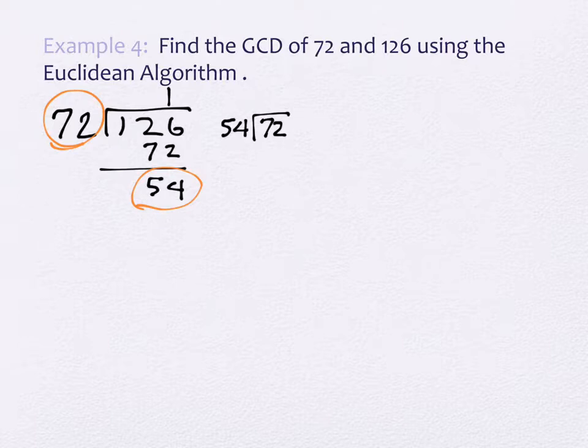How many times will 54 go into 72? 1. And the answer is not always 1 here. It just happens to be this time. So it's 54. What do you get as a remainder here?